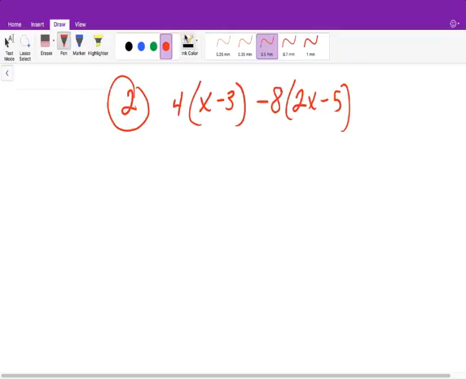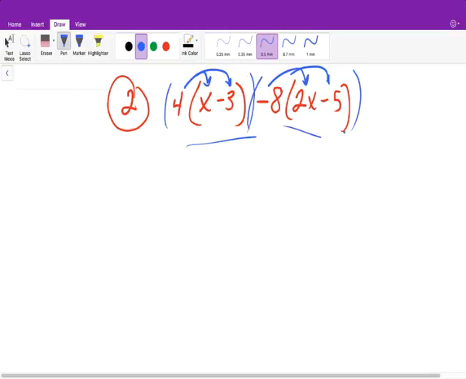For problem number 2, just remember, these two terms are not being multiplied. It's 4 times x minus 3. So yes, we will distribute the 4 in there, and negative 8 times this. Yes, we will distribute the negative 8 in. But we will subtract all these answers or combine like terms. It's not saying that these two are being multiplied with these two, which is the common mistake I saw in the test.